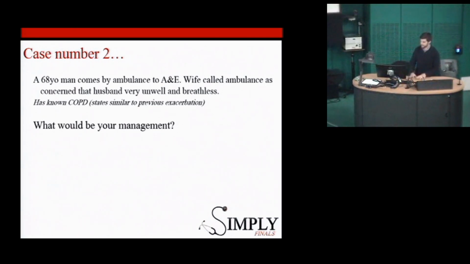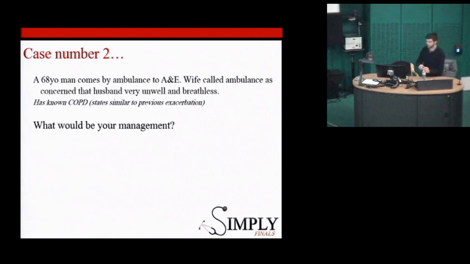Okay, so next case. A 68-year-old man, ambulance to A&E, very unwell. The wife is telling you he's very unwell and breathless. The patient has COPD, and the wife says this is similar to his previous exacerbations. So what would your management be? A, B, C, D, E.